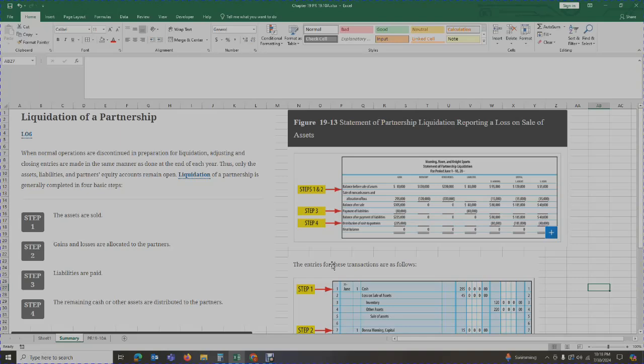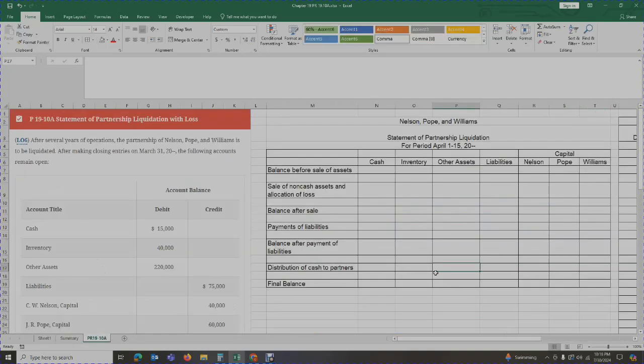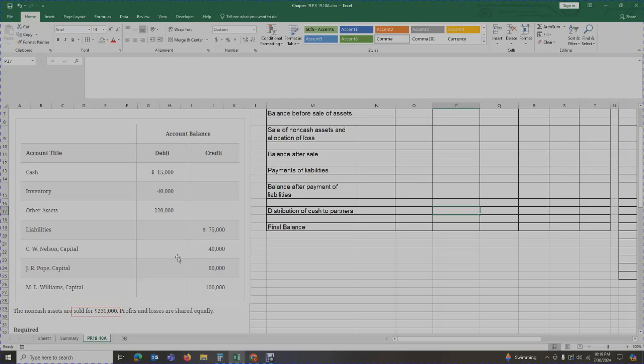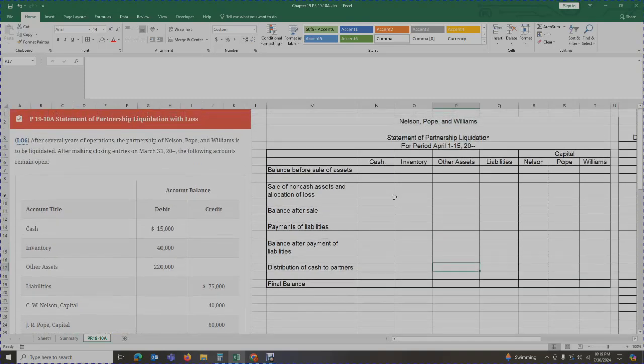Okay, now we're going to go ahead and apply these 4 steps towards the completion of the statement of partnership liquidation. Okay, so we're going to start off with the beginning balance, before anything happens, okay? The balance before the sale of the accounts. What are we starting off with? And what we're going to do is we're just going to transfer the information from our chart of accounts to the statement of partnership liquidation, okay? So what are we going to do? We're just going to copy and paste.